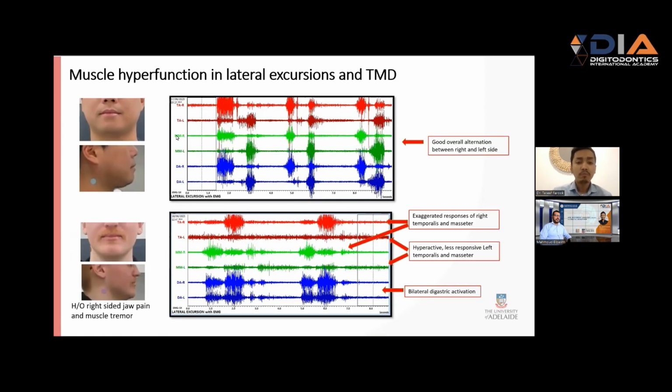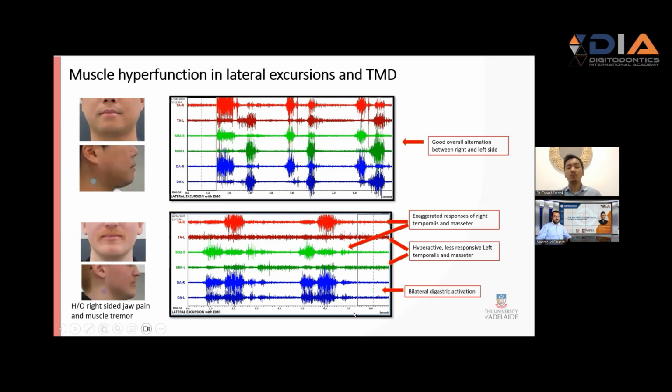Now, muscle hyperfunction in lateral excursions are also very important. For the first person, you can see that if we ask them to move their jaws from left to right or right to left, the contralateral muscles should activate when you're moving away from them. And you can see it pretty well right here. And they have normal muscle functions.